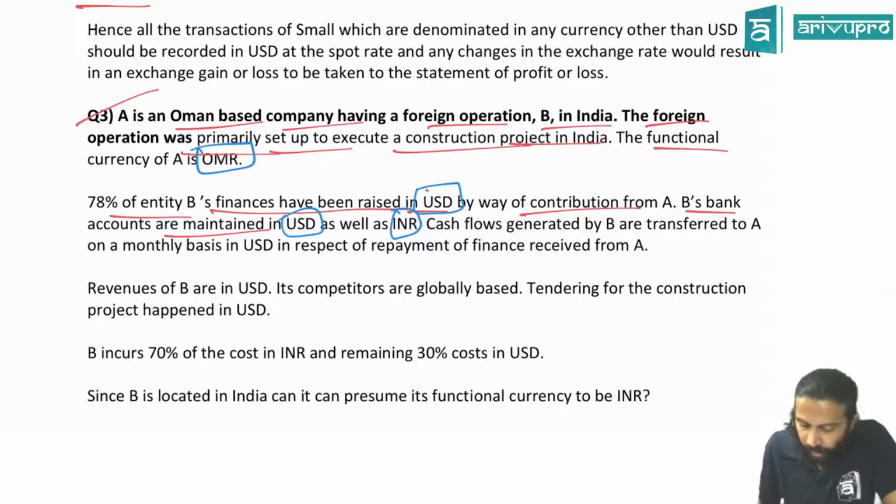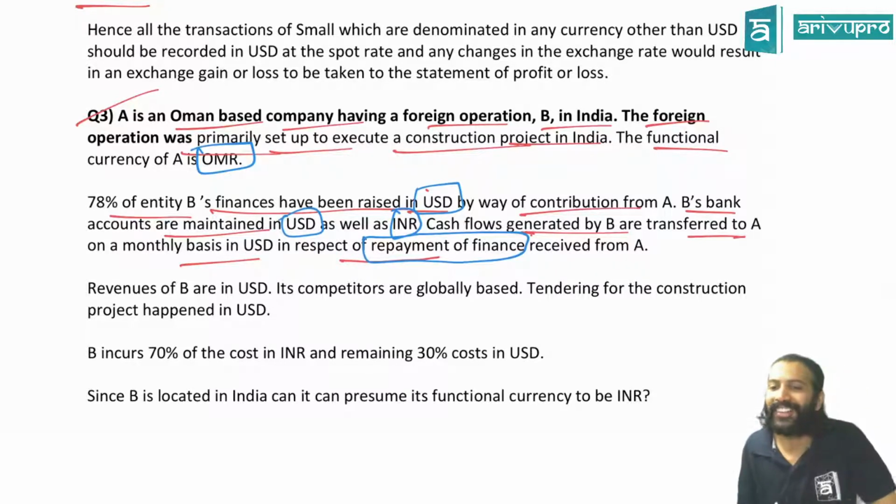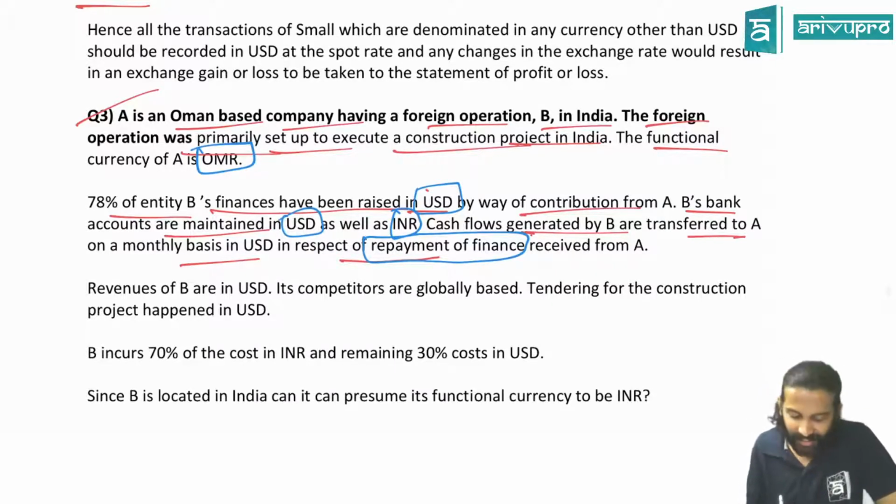Cash flows generated by B are transferred to A. Yes, then it looks like dependency, correct? But don't conclude, hang on. Cash flows generated by B are transferred to A on a monthly basis, in respect of repayment of finance. Underline that. Entire cash flow is not generated, entire cash flow is not remitted.